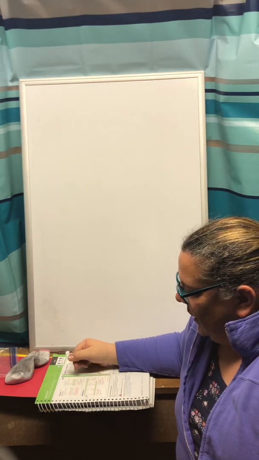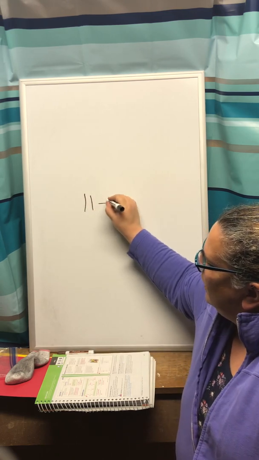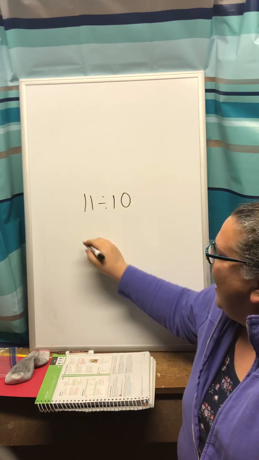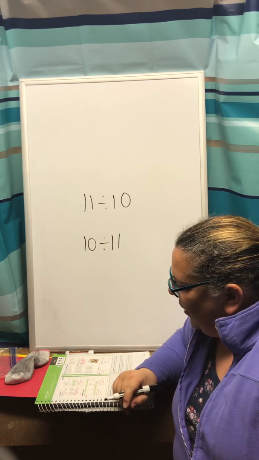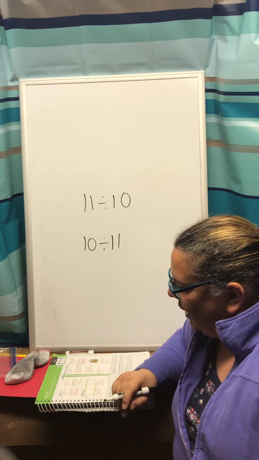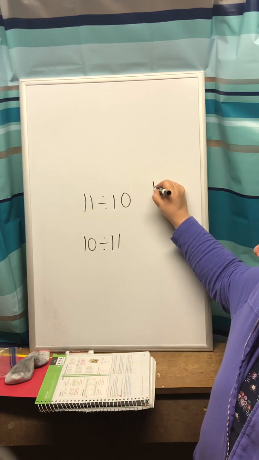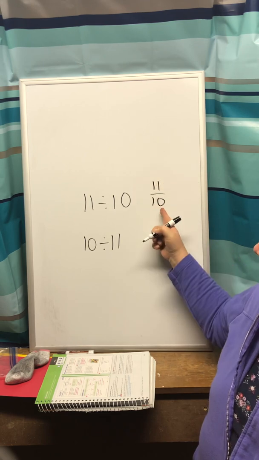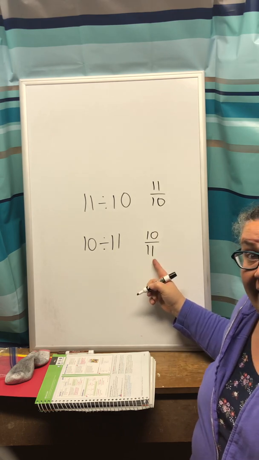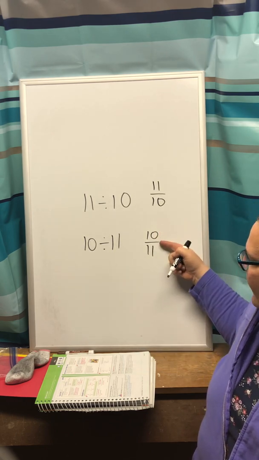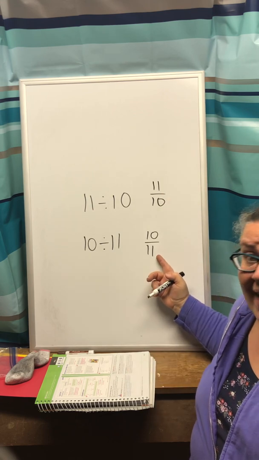Okay, jumping over to number 3, they said find 11 divided by 10 and 10 divided by 11 and write each quotient as a fraction or a mixed number. So 11 divided by 10 is going to look like that. 10 divided by 11 is going to look like that. So remember, 10 divided by 11, 11 divided by 10. So this one, that is my final answer.